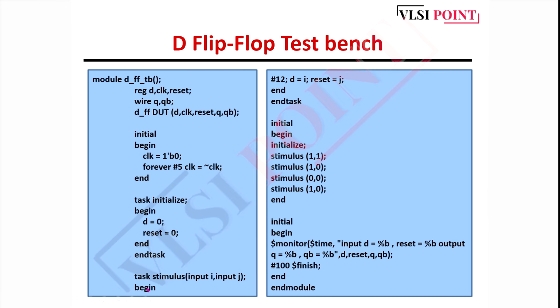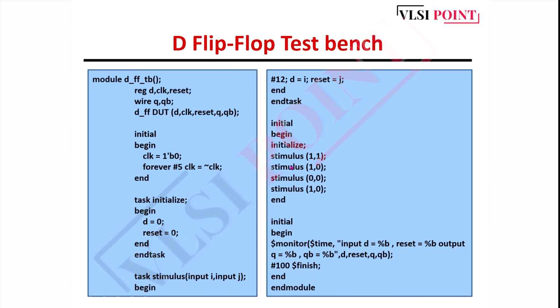Then I have written another task named stimulus. Here I have given two parameters, I and J. Whenever you are calling the task, you can give arguments here. So here the I value is assigned to D and the J value is assigned to reset.